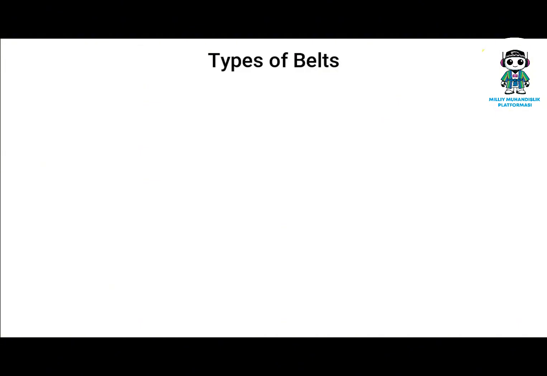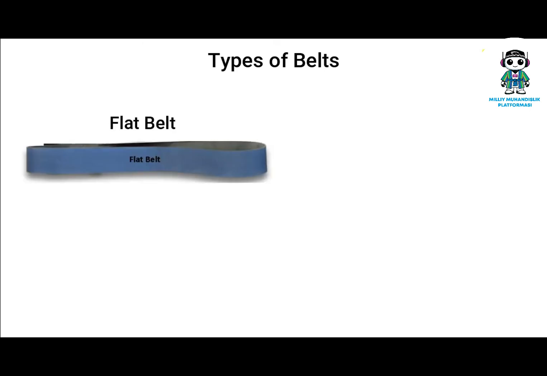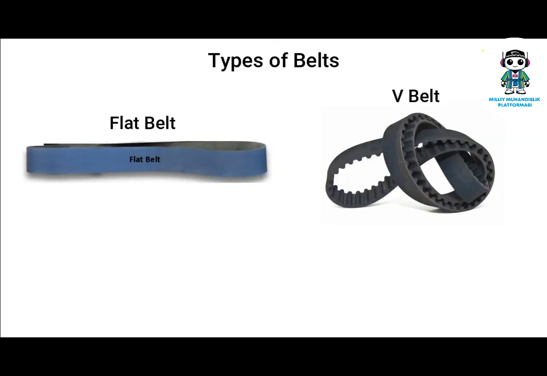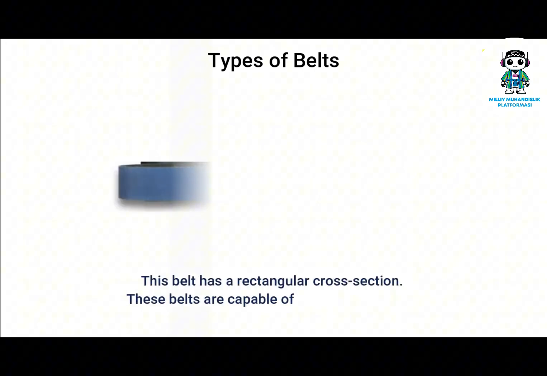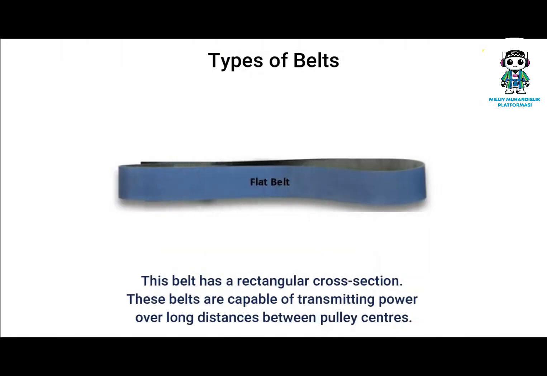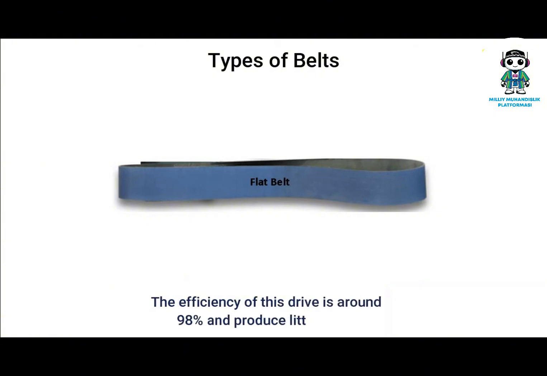Types of belts. There are three most commonly used types of belts, which are flat belt, V-belt, and circular belt. Flat belt has a rectangular cross-section. These belts are capable of transmitting power over long distances between pulley centers. The efficiency of this drive is around 98% and produces little noise.